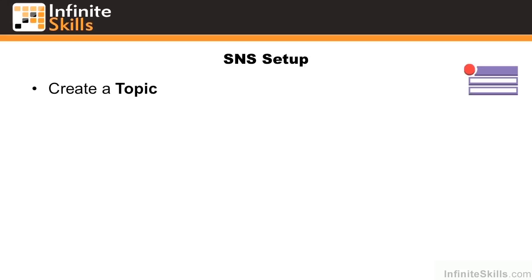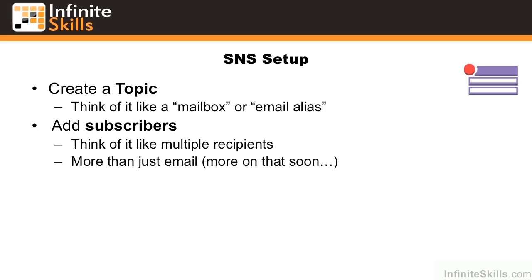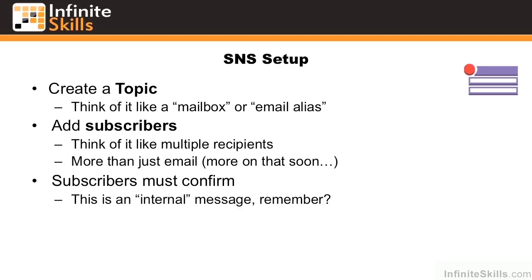To set up SNS, you first create a topic. Think of this like a mailbox or an email alias. Then you add subscribers. You can think of this like multiple recipients to that alias. This can be more than just email, but we'll talk about that in a bit. Subscribers have to confirm because this is an internal message. This is not meant for outbound users.